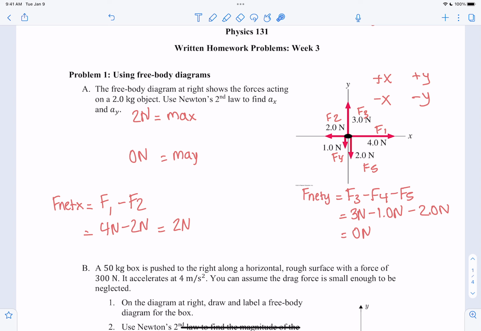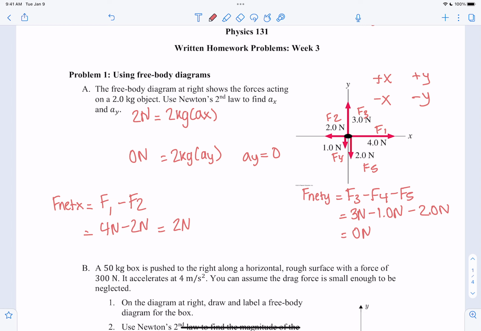So we have 0 newtons equals MAY, 2 newtons equals MAX, right? And we know the mass to be 2 kilograms. So if we adjust this to be 2 kilograms times AX, and if you are pretty observant, you realize that it doesn't matter if we put 2 kilograms here or 3 or whatever, because the F net Y is 0 newtons. So this whole thing, 2 times what is equal to 0. So this is AX. I should write AY. AY is equal to 0 in that case, right?